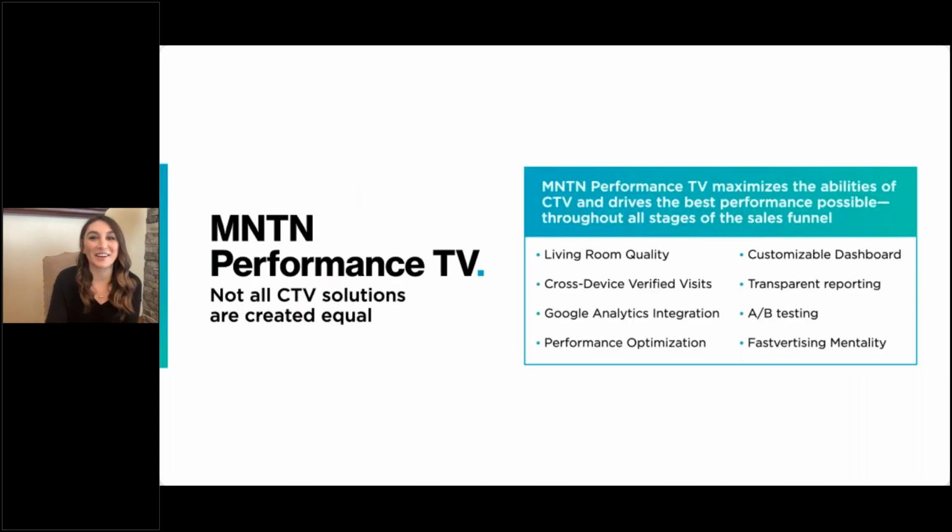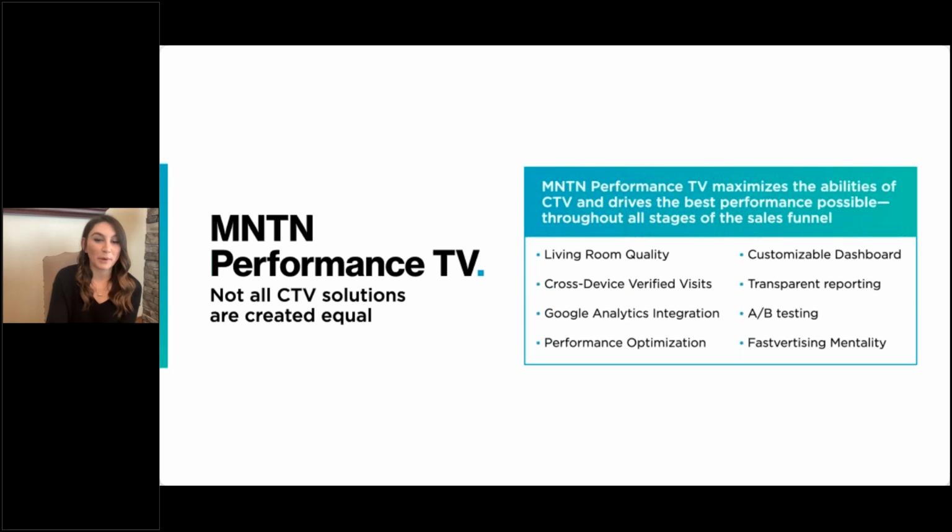Because of course, not all CTV solutions are created equal. And as you can guess, Mountain's Performance TV does do all of these things and much more. Some of the key things that we highlight, we serve only on living room quality content, meaning we only show TV ads on fully episodic programming, on premium channels, on large screen TV devices. So this allows for unskippable content, mimicking that high impact storytelling that we talked about, that you normally get from linear TV or traditional cable TV commercials, and powering that through streaming platforms.